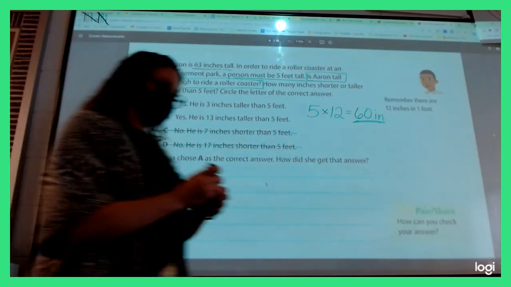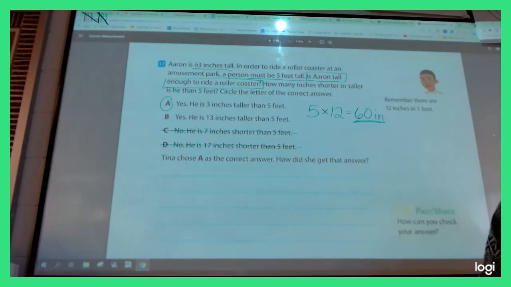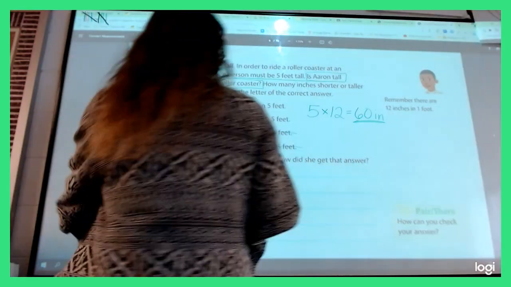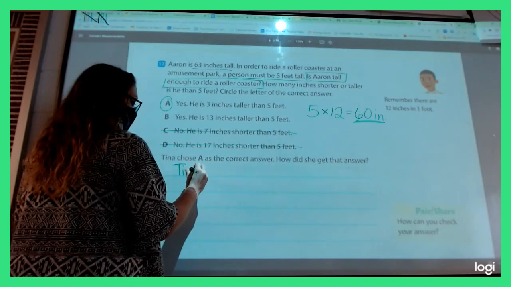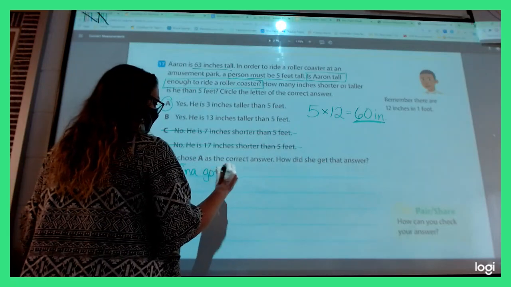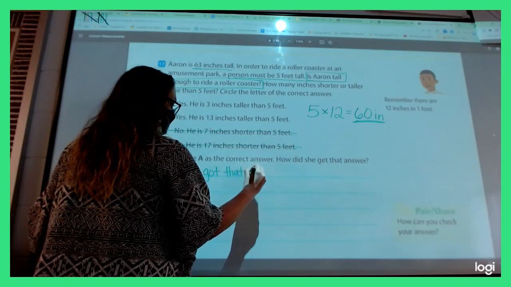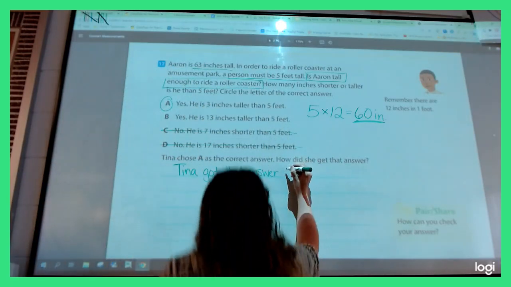So we just basically need to explain what we just did. Does someone have some good words for me? Noah, what are you thinking? We times 5 by 12 to get 60, and we solved that 63 is bigger than 60. Perfect. If you want to switch it up, use a little of your own words, that's fine. So everyone right now, go ahead and explain how she got the answer. We can restate by saying Tina got that answer because... You can do B/C.